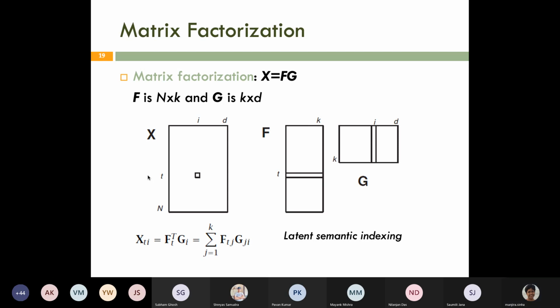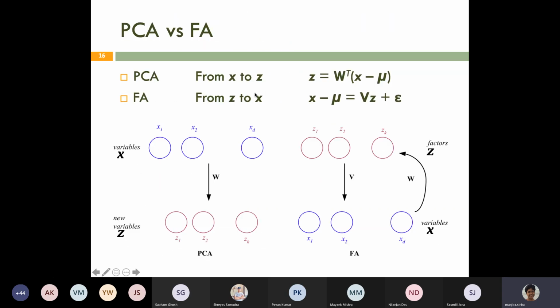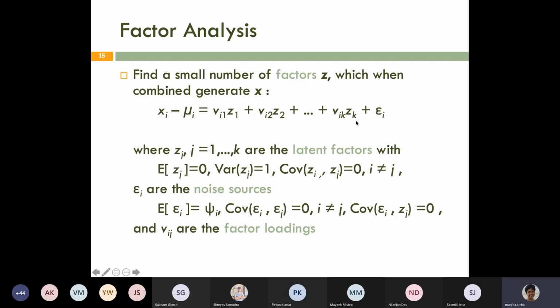Has anyone asked anything? So actually, matrix factorization is nothing but decomposing one matrix into two component matrices. Say I have X and I decompose X into two component matrices F and G such that F is an N cross K matrix and G is a K cross D matrix. So the product of these two matrices will be this X matrix. This K is a reduced space compared to X, and it is very similar to factor analysis.